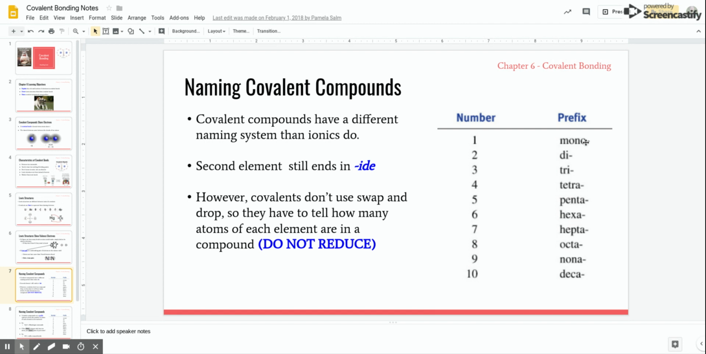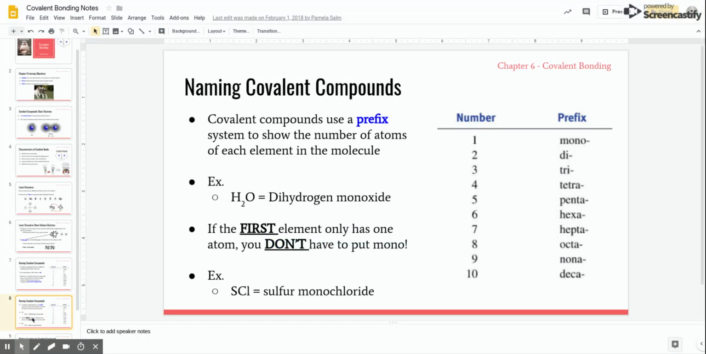1 is mono, 2 is di, 3 is tri, 4 is tetra, 5 is penta, 6 hexa, 7 hepta, 8 octa, 9 nona, and 10 deca. And we're going to use all of these prefixes to determine the specific amounts of atoms in a covalent bond. Let's see what that looks like. So covalent bonds use a prefix.